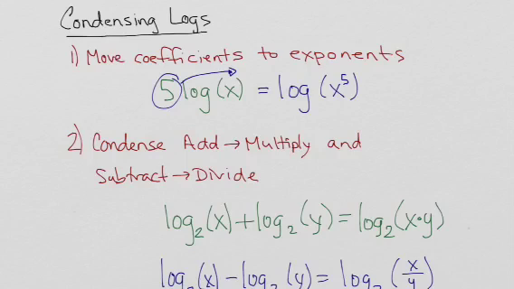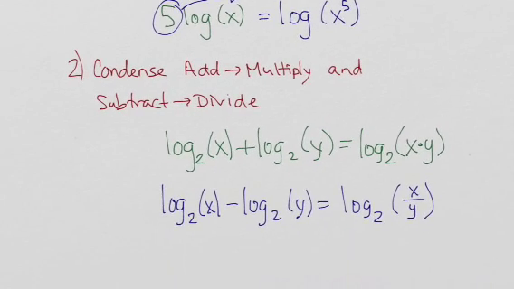So again, that coefficient 5 in front of the log x gets replaced back where it was as the exponent. And then our second step is to take the adding problems and switch them back to multiply. You can see that's the green one here. Log base 2 of x plus log base 2 of y. And by the way, the log base numbers must match. Those have to match or we can't put them together. And then again, adding is the opposite of multiplying in this case.